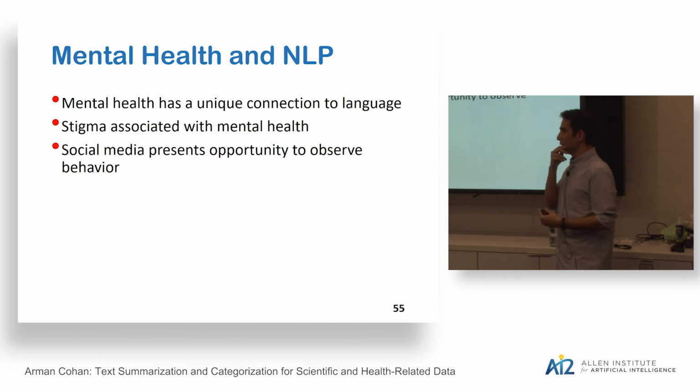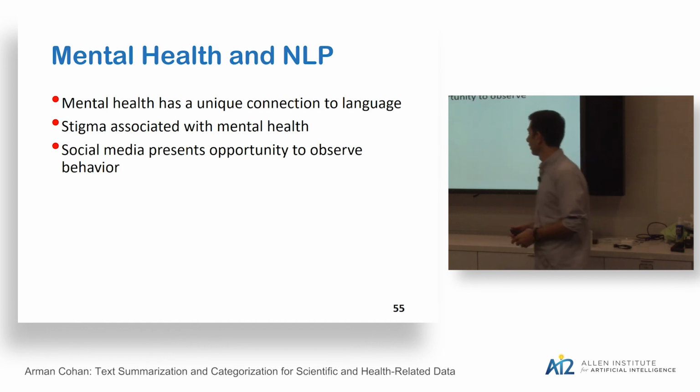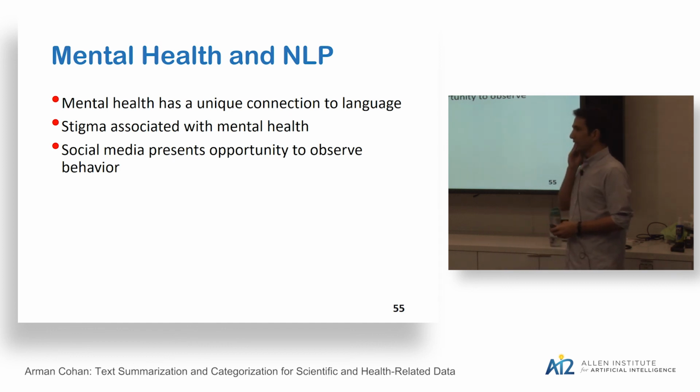So what can we do through NLP to help this situation? Mental health has a unique connection to language. And there's always a stigma associated with mental health, which might prevent people from going and seeking support in the physical world. And social media is always available. So many times we see users that use social media anonymously to express their feelings or ask for support. Therefore, social media presents an opportunity for us to be able to observe behavior.